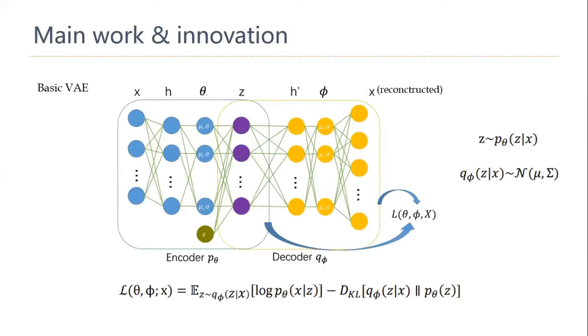This is a basic VAE. In this picture, we can see that the VAE consists of 2 parts. The first part is the encoder. The second part is the decoder, and in the middle are the latent representations named Z.